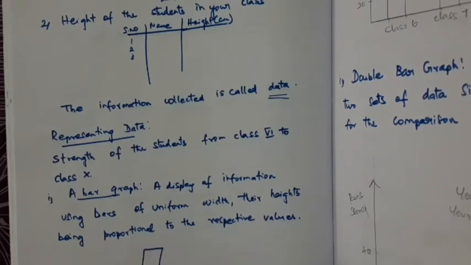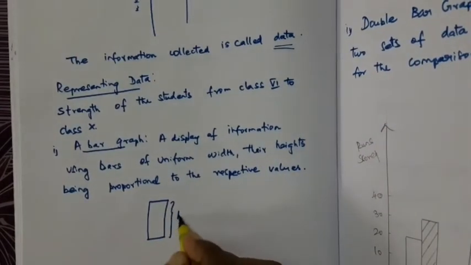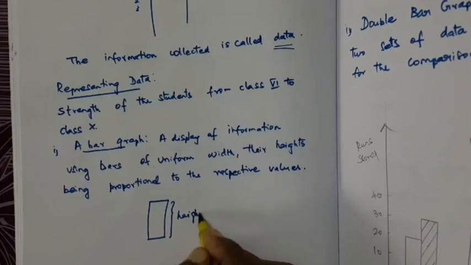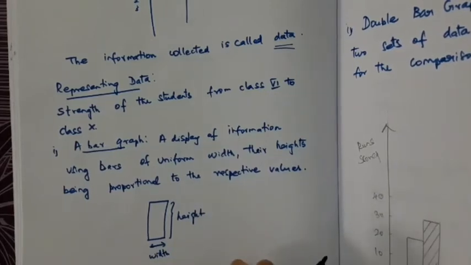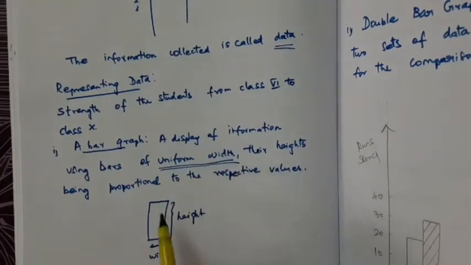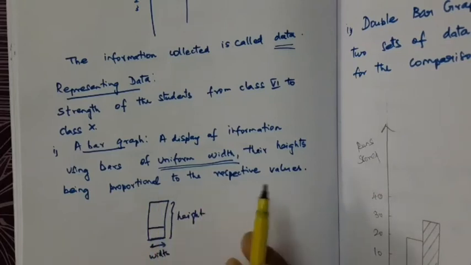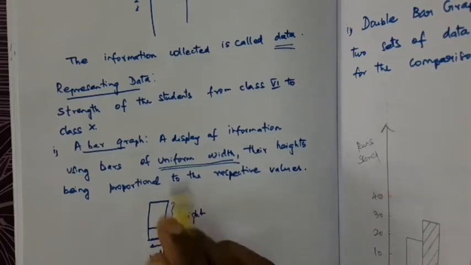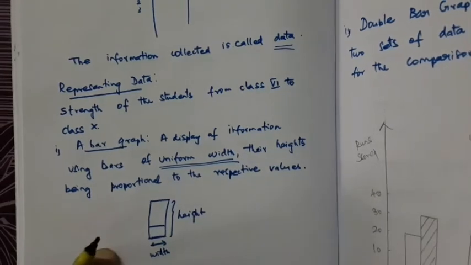I am going to show information in terms of bars. Suppose you consider this is the bar. This is the height of the bar and this is the width of the bar. Here you should have a uniform width, which means all the bars should have uniform width. The height being proportional to the respective values means the height will change according to the values. We will see one example for that.